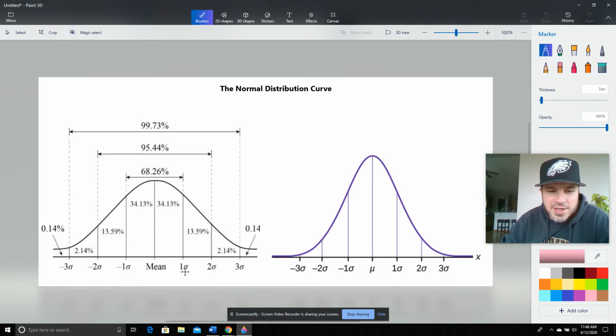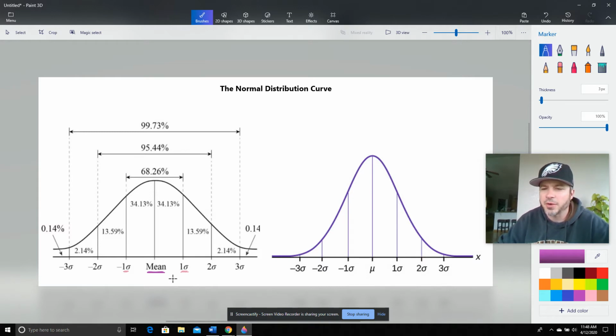See these little marks down here? This sigma is standard deviation. So what this says is add one standard deviation. This is subtract one standard deviation. Okay. So you'll see the key to this is all the mean.